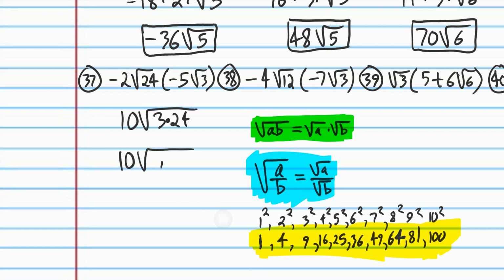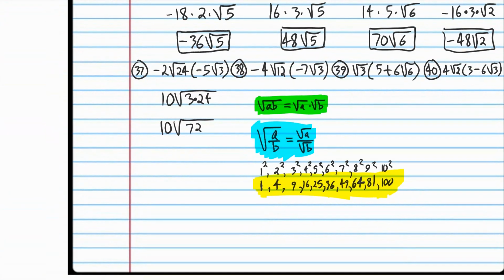That would be 72. Now, a lot of students are going to try to factor 72 to 9 times 8. But the problem with that is that 8 has a perfect square inside it. I mean, 9 is a perfect square, so you can take 9 out. That's correct. But 8 also has a perfect square. So you don't want to do it that way. You want to do it a faster way.